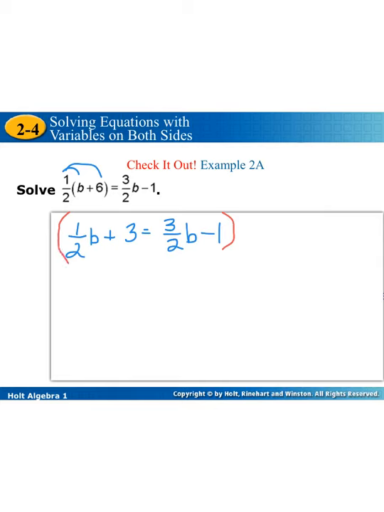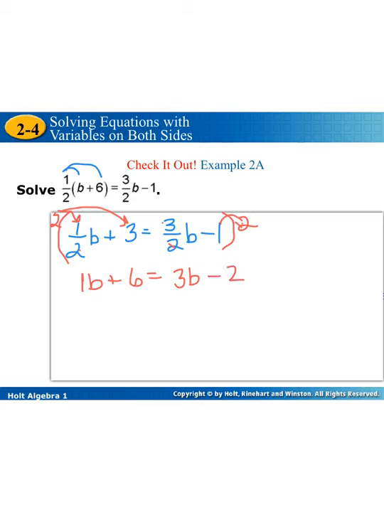We could multiply both sides by the common denominator of all those fractions, which in this case would be 2. So I'm going to multiply by 2 on the left and 2 on the right. 2 times 1/2 b, 2 goes into 2 once, 1 times 1 is 1b. Multiplying by that 3, that would be plus 6, equals 2 goes into 2 once, 1 times 3 is 3b minus 2.